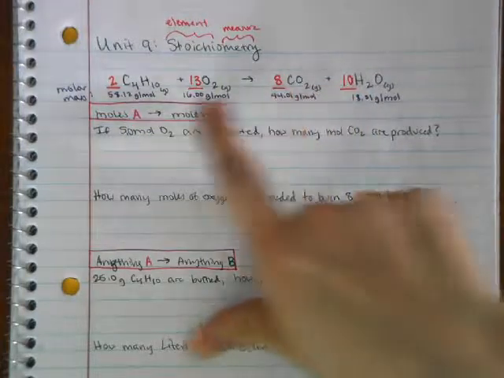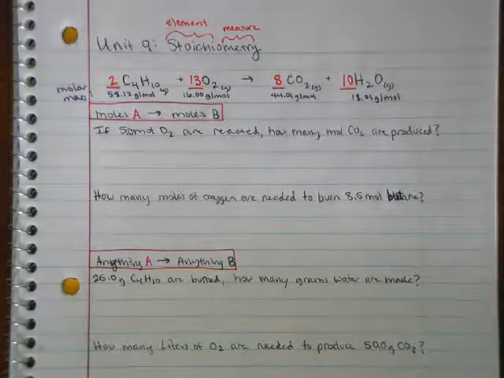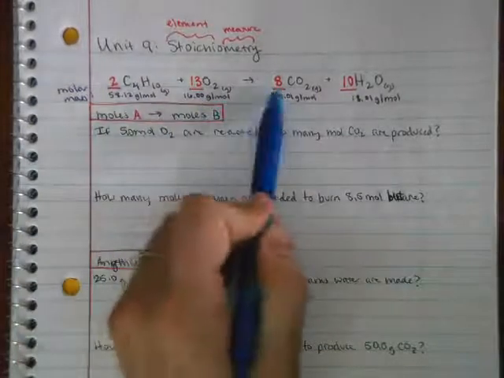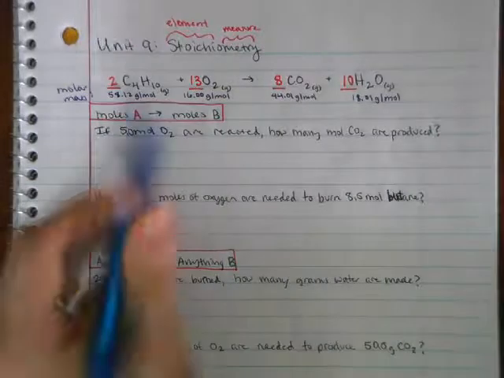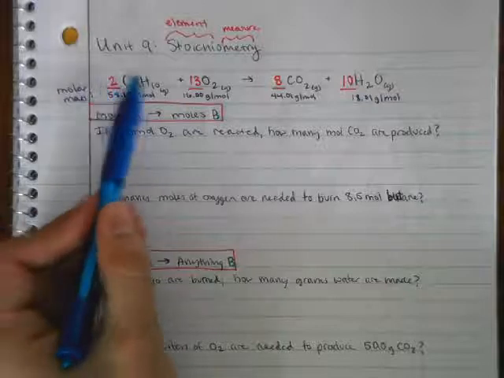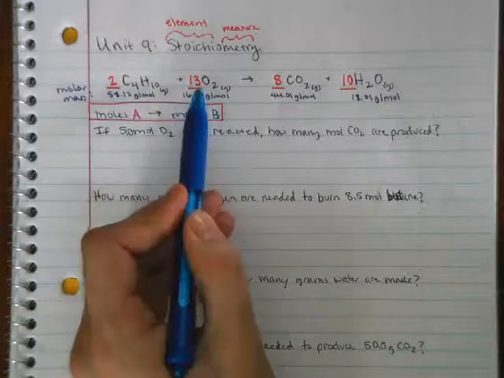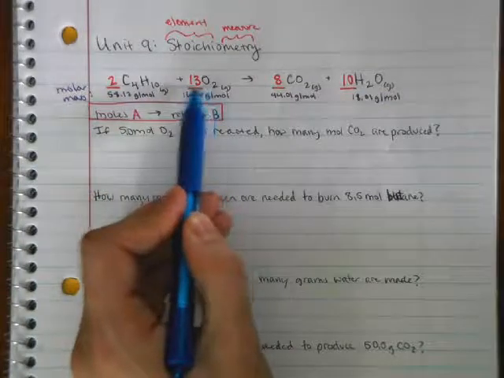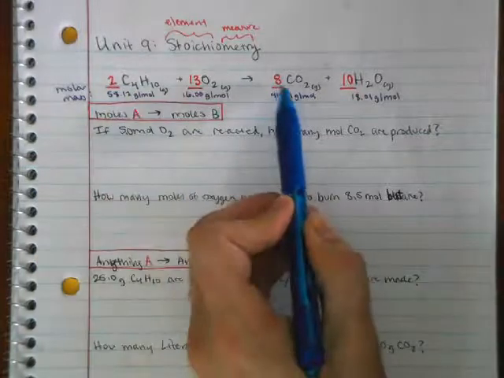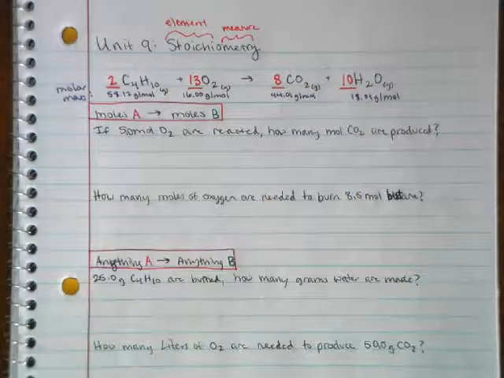Well, yeah, that would work if I was talking about individual molecules, but we can also scale that up. Okay, so what these coefficients actually correspond with are moles. Okay, and that's how we're going to use them. So what this reaction says is, for every 2 moles of C4H10 that I react, I also need 13 moles of O2. And if I react those in that ratio, I will be able to produce 8 moles of carbon dioxide and 10 moles of water.